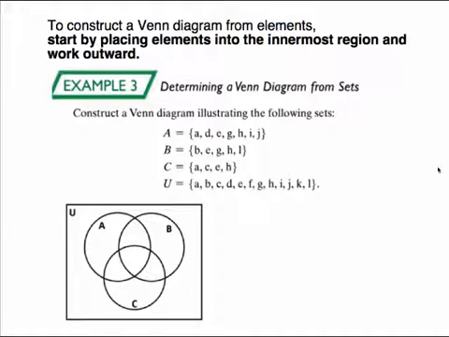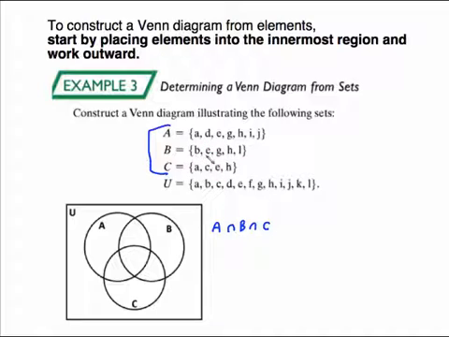This example will show us how to construct a Venn diagram from the elements. We've got the elements A, B, C, and set U, our universal set. To do this, we want to put the elements in the innermost region and work outward. Remember what this in here was? This was our A intersect B intersect C. So we need to look at these 3 sets and find what the intersection is of those 3 sets. So what is in common to all 3 of these?